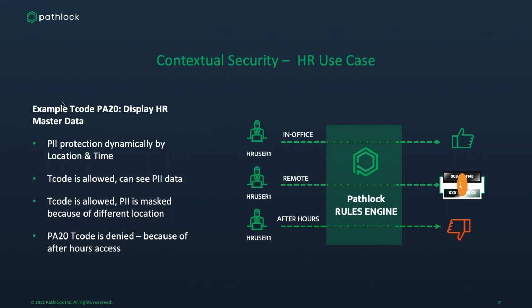So the example would be if somebody's working with a daily process, let's say T code PA20, for example. So they're going to be displaying the HR master data. So there's a lot of information on that transaction, and we might want to think about how that user is going to work with that transaction based upon multiple different pieces of information. So for example, we might protect that dynamically based upon location and time, those types of things. So if they are in office, in a completely trusted environment, for example, what we're going to do is that user is going to be allowed to see and work with everything that they would normally do.